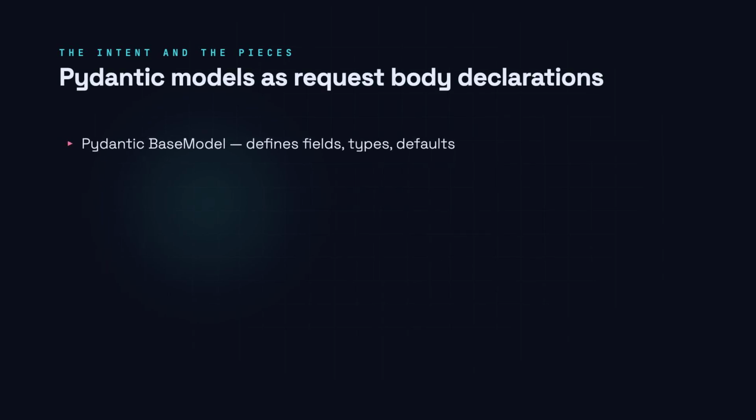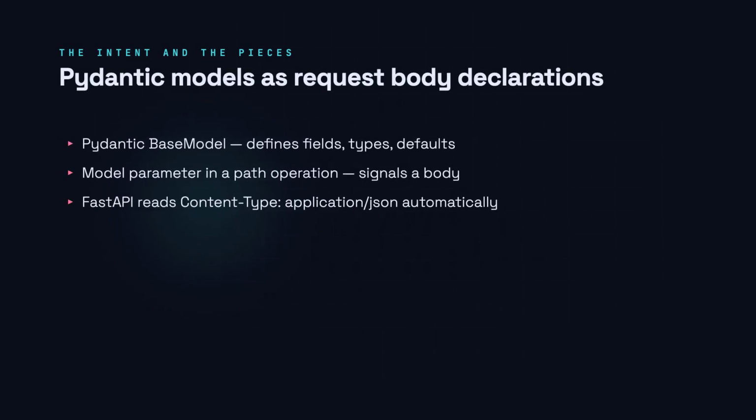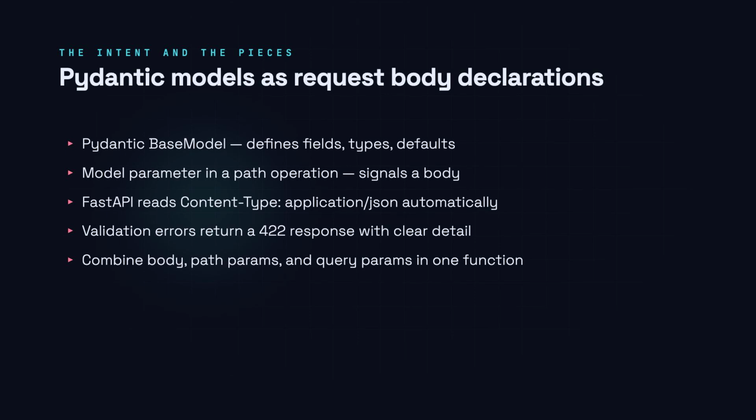There are two main pieces. First, a Pydantic BaseModel subclass. You declare each field as a class attribute with a type annotation and optionally a default value. Second, you add that model as a parameter to your path operation function. FastAPI sees the type annotation, recognizes it as a Pydantic model, and knows to read the JSON body, parse it, validate it, and inject the resulting model instance into your function.